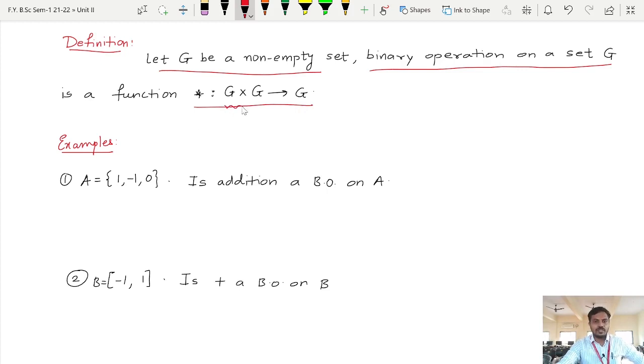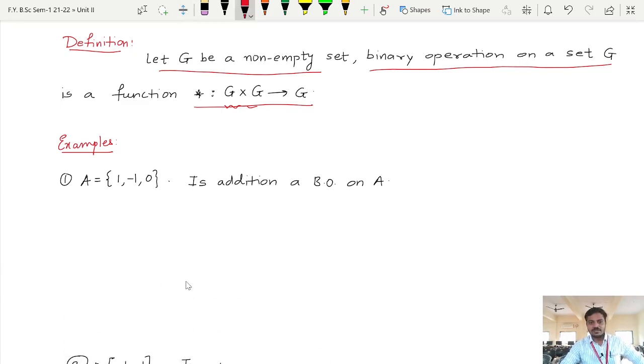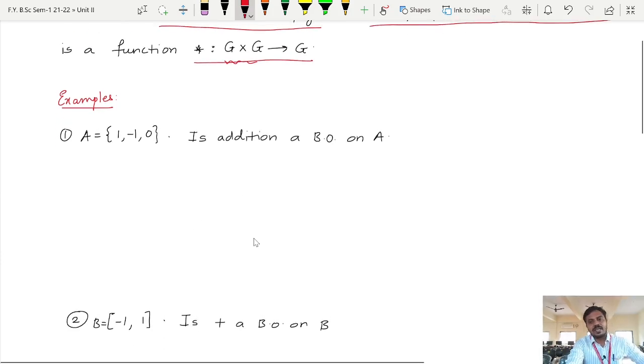Now we already know that G cross G is nothing but the Cartesian product of two sets. Over here a set A is given to us and they are asking whether addition is a binary operation on set A or not. So let us see whether it is a binary operation or not.